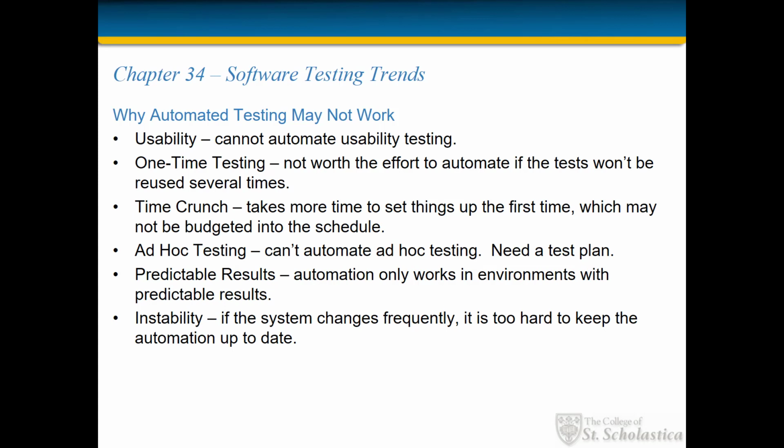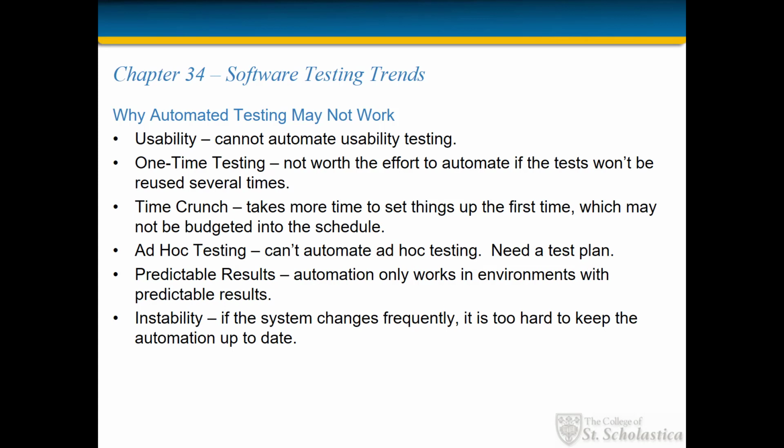Predictable results. Automation only works if it's clear the computer can put in this input and get this output, so that we can determine by the output if the answer was correct or not. So they work in highly structured environments where data is clearly defined, but there are environments where it's unpredictable and you need a human to determine, okay, was this a correct result or wasn't it?